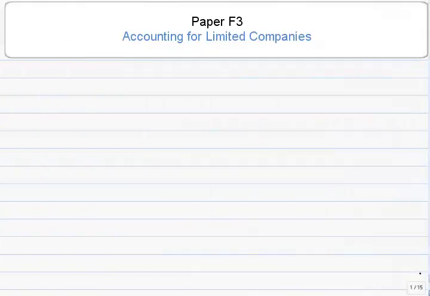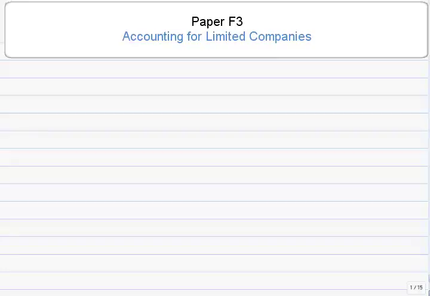Chapter 11, Accounting for Limited Companies. Until now, we've been looking at sole traders and how we record the transactions, the debits and credits, how we prepare the financial statements and what they look like, and in the last chapter, books of prime entry, how we actually record in real life.